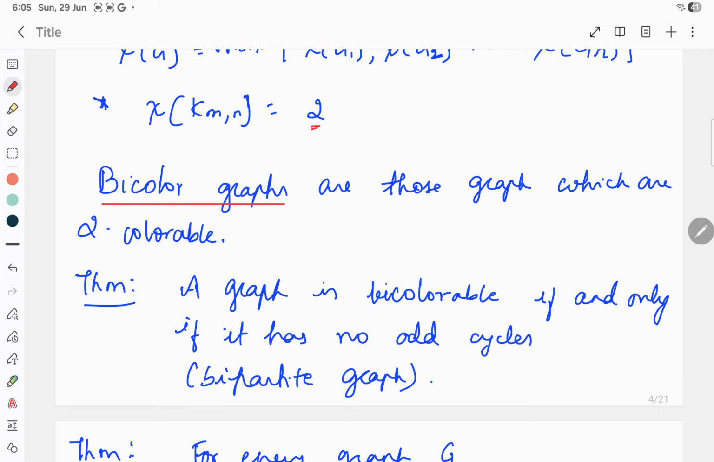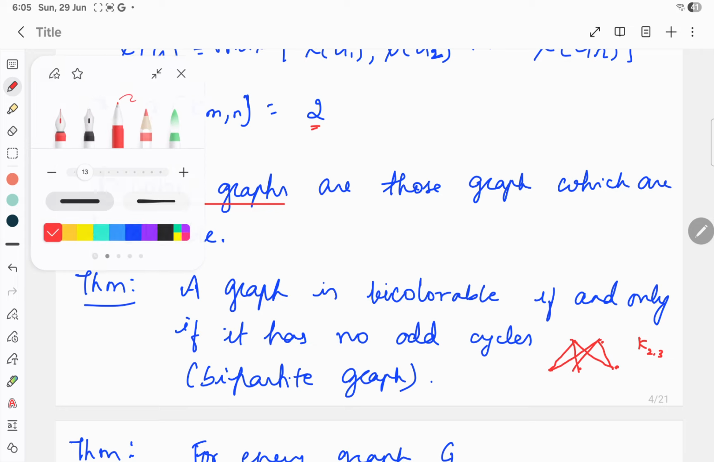If it has no odd cycles, we have seen that the even cycle graph is two colorable. We have seen that the bipartite graph is two colorable. Suppose you have a graph like this. This is a bipartite graph, K 2,3, right? This is a two colorable graph because it has no odd cycle.